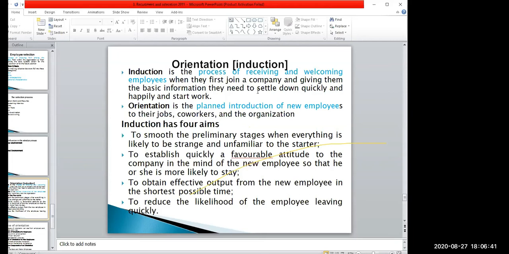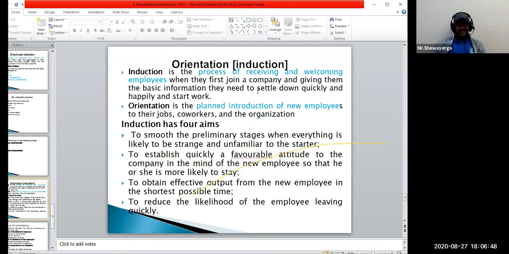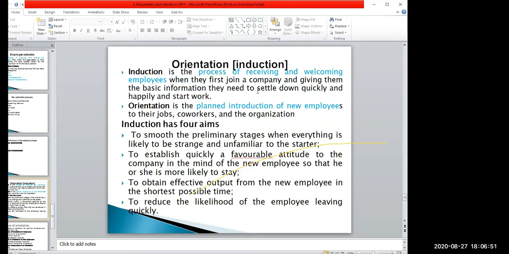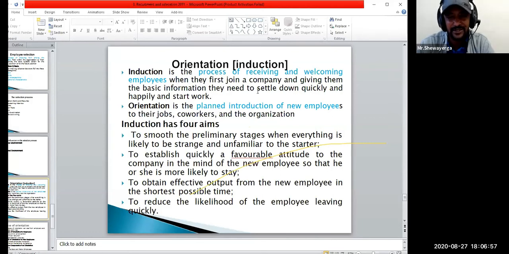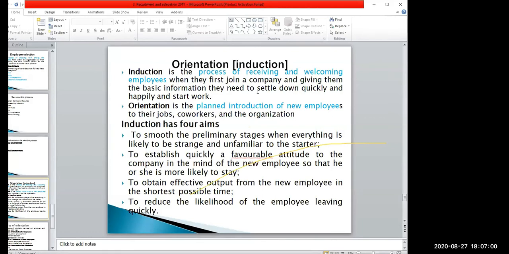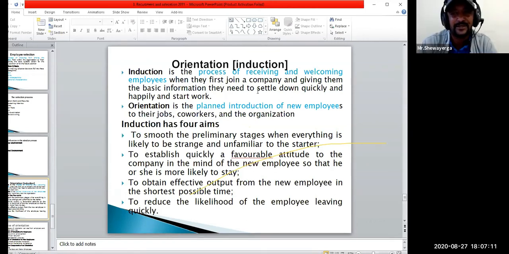How to do it practically. Practically, induction is about the work. So orientation is an overview about the company, the salary, and other things. So orientation comes first, and after that, induction is last, for the department which needs the employees. Okay, thank you. So we'll see one by one.